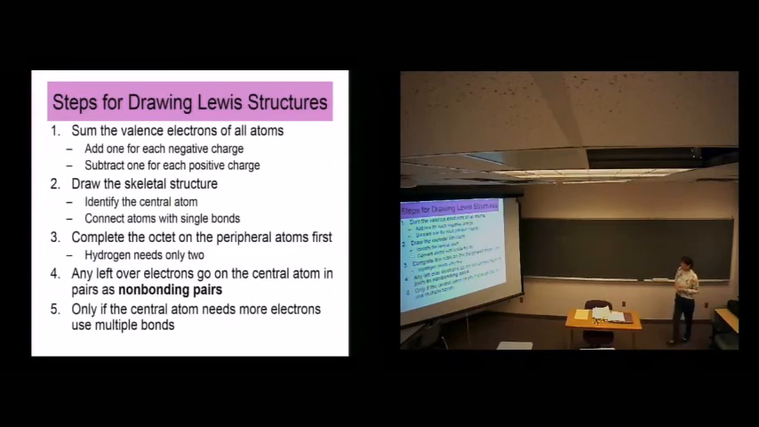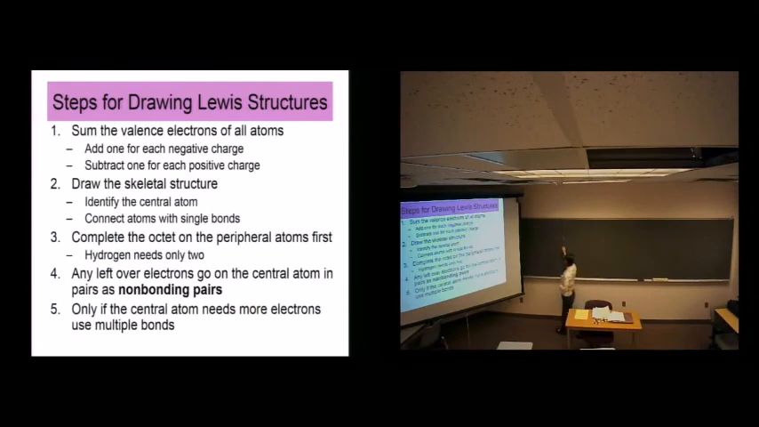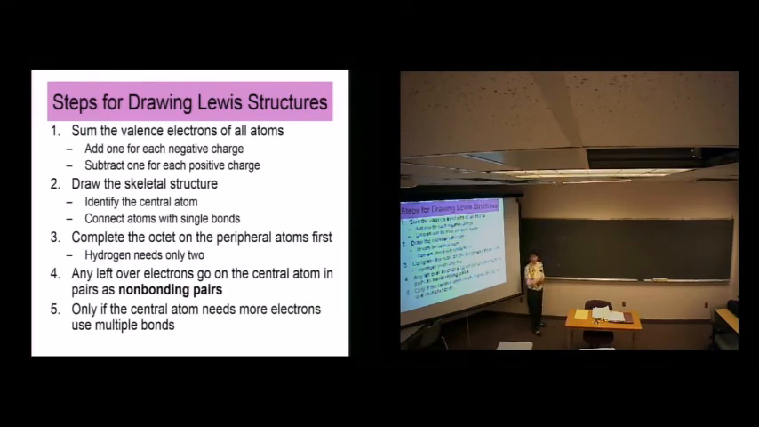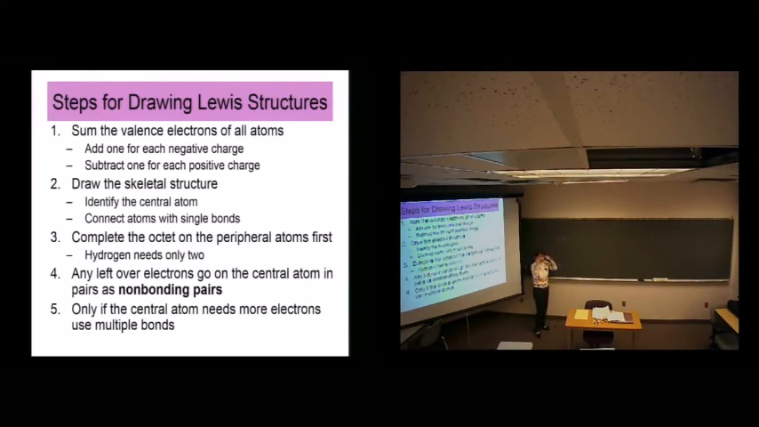So let's start. First thing, sum the valence electrons of all the atoms. Okay, I have a carbon, a hydrogen, another hydrogen, another hydrogen, and a bromine. I need to add up all the valence electrons. Well, how do I know how many valence electrons there are? How many valence electrons would carbon have? Do you remember how we would do that? 4. Where'd you get 4?